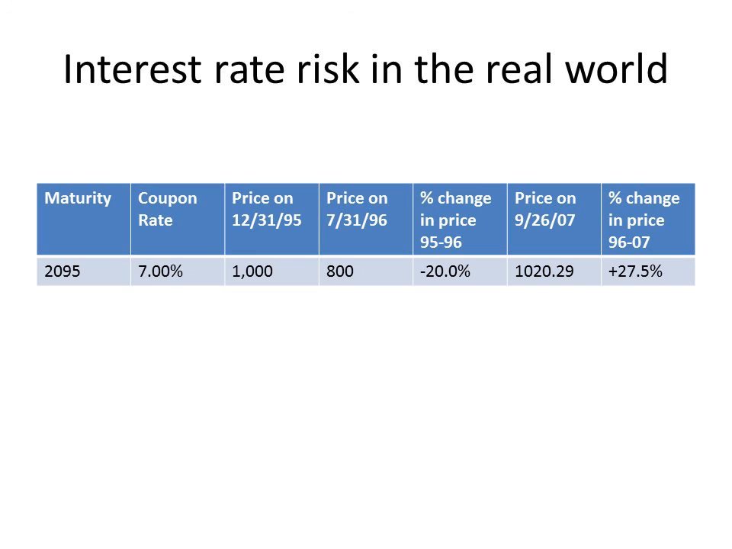Now if we move forward to 2007, we can see that the price has increased to 1020.29. What does that mean that the yield to maturity for this bond had to be? Well, it means the yield to maturity actually had to drop below 7% in order for this bond to be selling as a premium bond. And between that 1996 price and the 2007 price, that's a 27.5% increase in bond value.